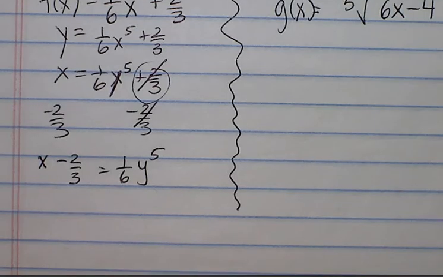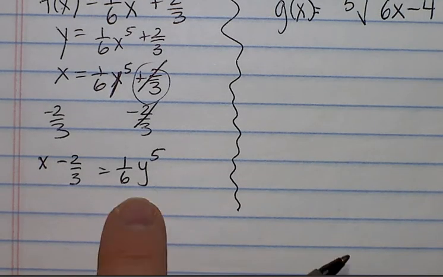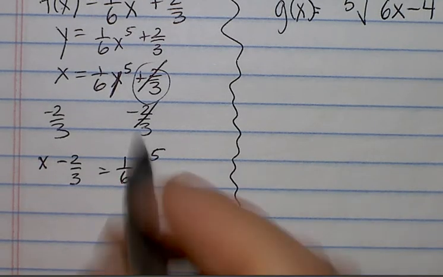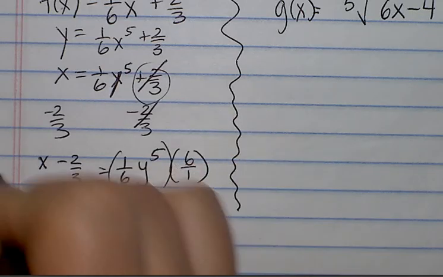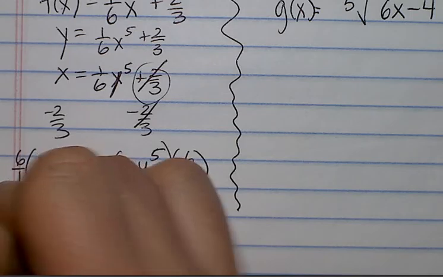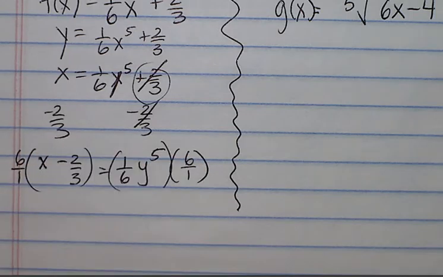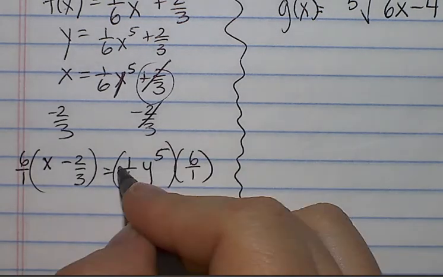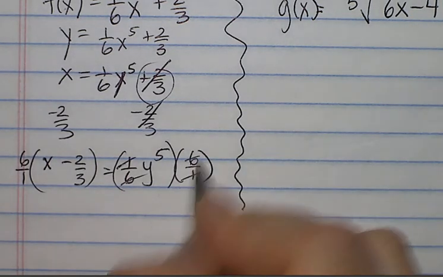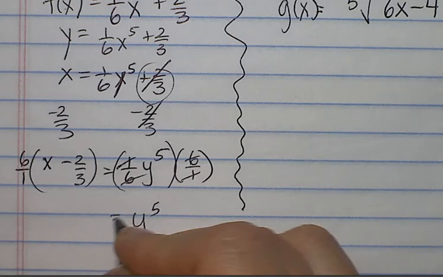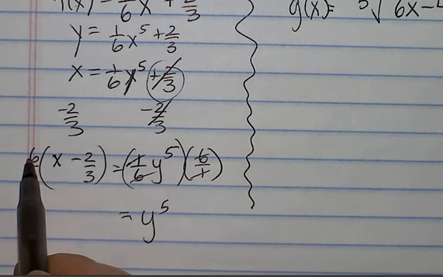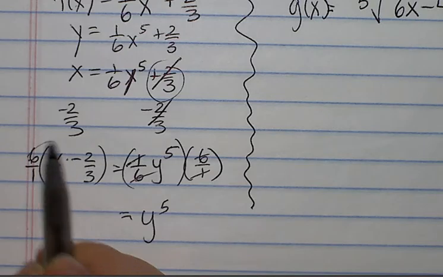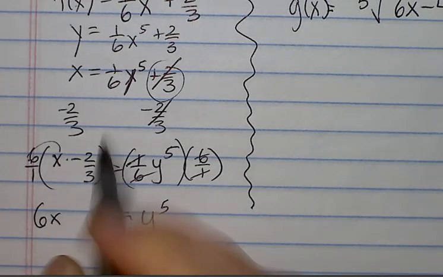So I've taken care of adding and subtracting. Now I'm going to get rid of what's being multiplied. So to get rid of the fraction 1/6, I'm going to multiply by the reciprocal. The 1 and the 6's on the right-hand side will cancel out. On the left-hand side, I'm going to take it just a little bit slower. So I have 6 over 1 times x. So I get 6x.